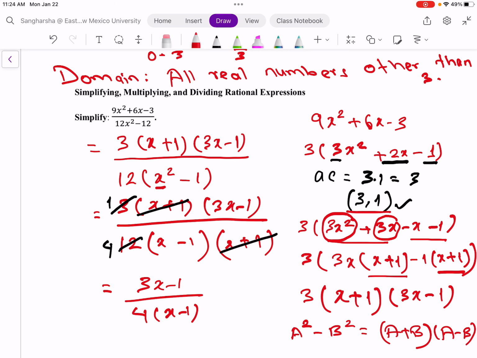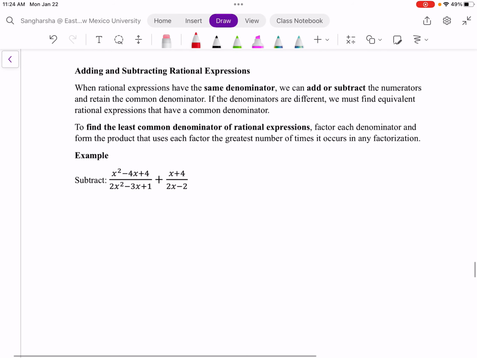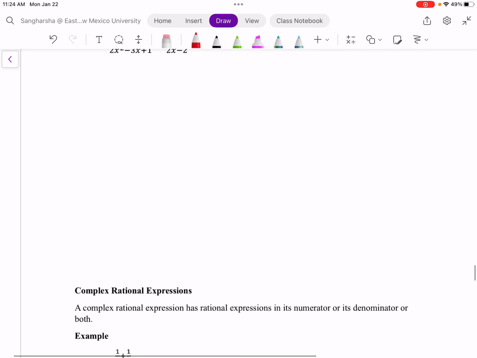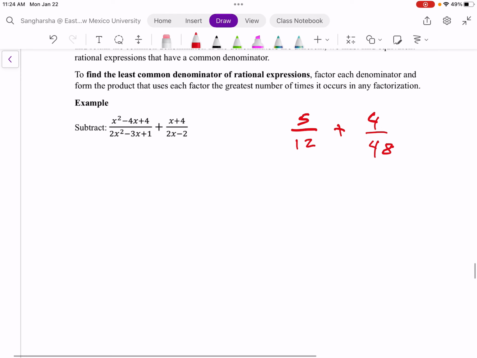Okay, let's see what we have next here. Okay, now we have addition and subtraction of rational expressions. Before this one, let's take a simple example. So let's do 5 over 12 plus 4 over 48. How do we add these two different fractions?